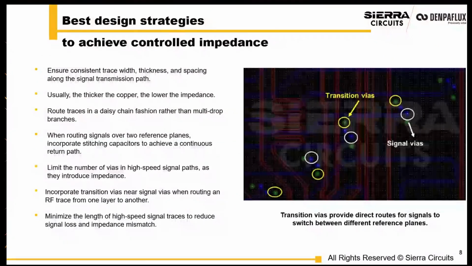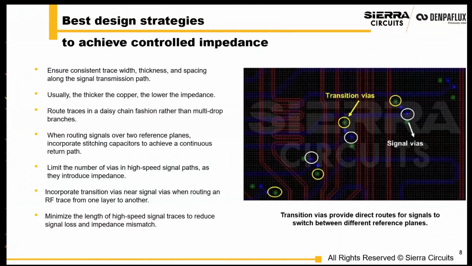And then when routing your signals over two reference planes, if you must do that, you probably should not do that, but if you must, then you can incorporate some stitching capacitors to achieve a continuous return path. And a couple more suggestions here, but basically, when routing controlled impedance traces, you need to take into account all these things and not just let the auto router run. So you have to be aware of these things.